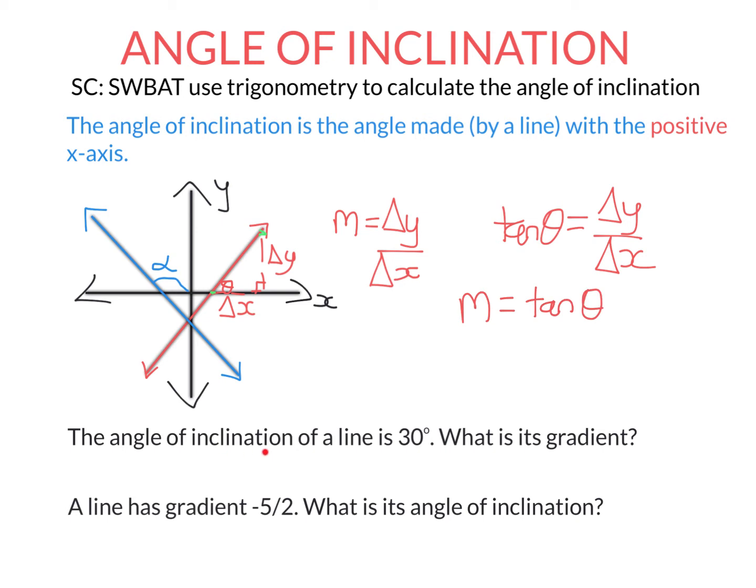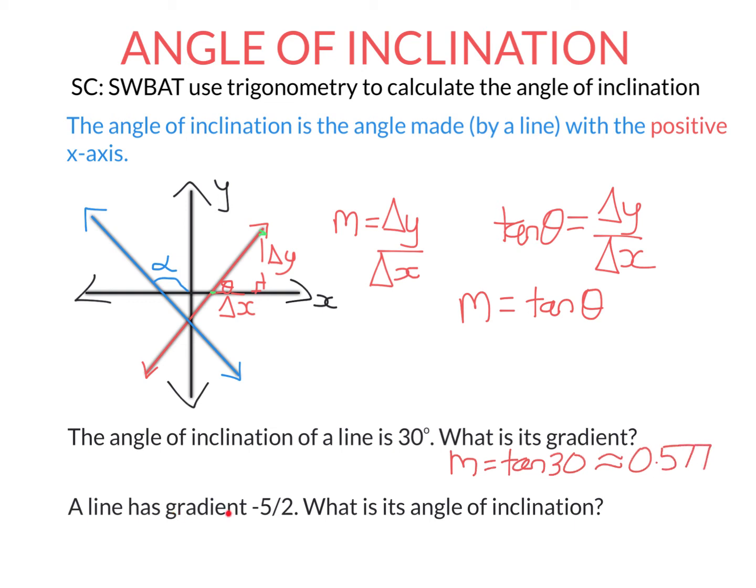So if the angle of inclination of a line is 30 degrees, its gradient is just going to be tan of 30 degrees. Make sure you're in degrees mode. That gives us an answer of about 0.577. That would be its gradient.